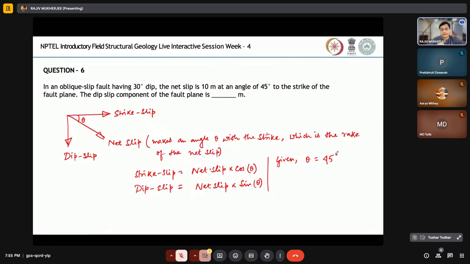So the net slip is given, the angle is given. We just have to calculate the dip slip component of the fault. So the relation is simply this one. So we can calculate dip slip is equal to 10 meters times sine 45 degrees, which is almost equal to 7.1 meters. So the answer of the question, how much is the dip slip, is 7.1 meters.